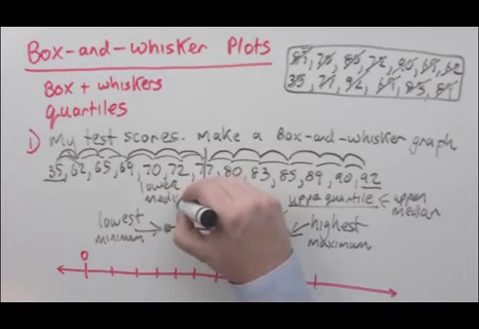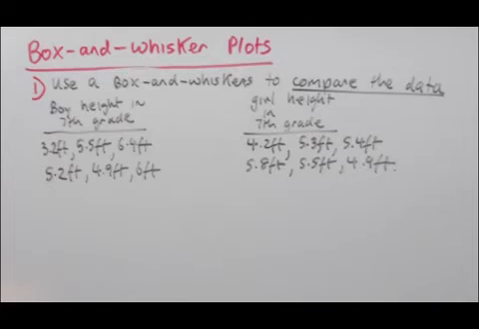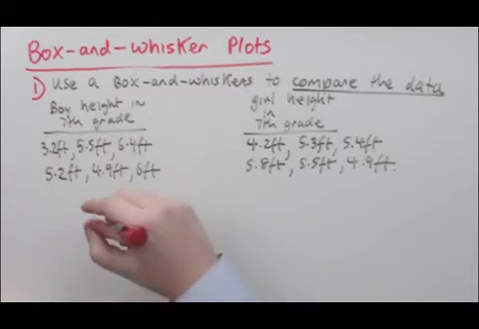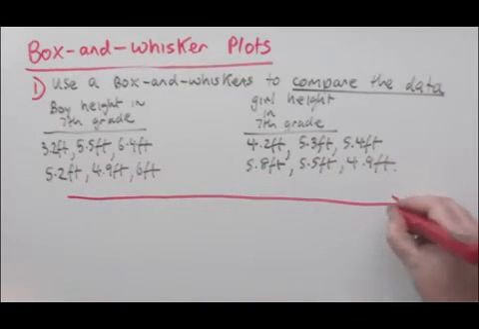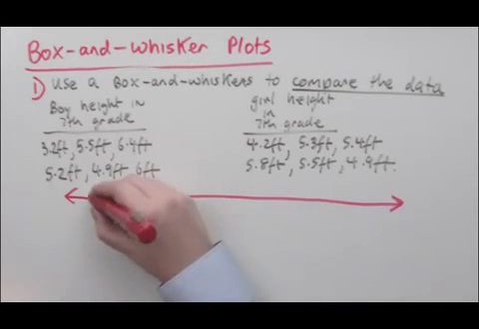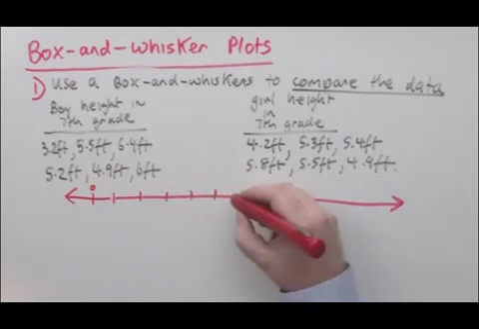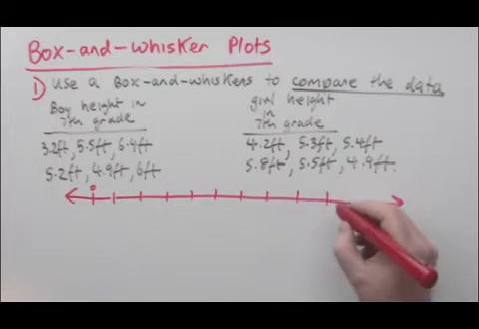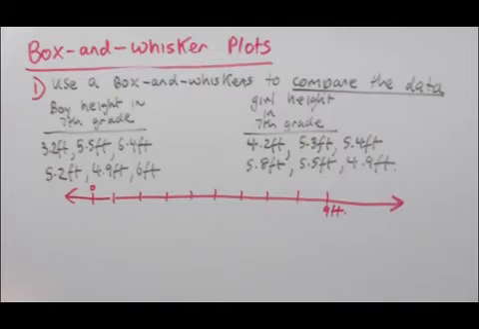Excellent. Let's look at an example of where we use a box and whiskers to compare data. So here's boy height in 7th grade, and here's girl height in 7th grade. I'm going to graph them both on one number line. It goes from 0 feet, which is the kid does not exist, to some ridiculous height of, let's say, 9 feet. That's a very large 7th grader.